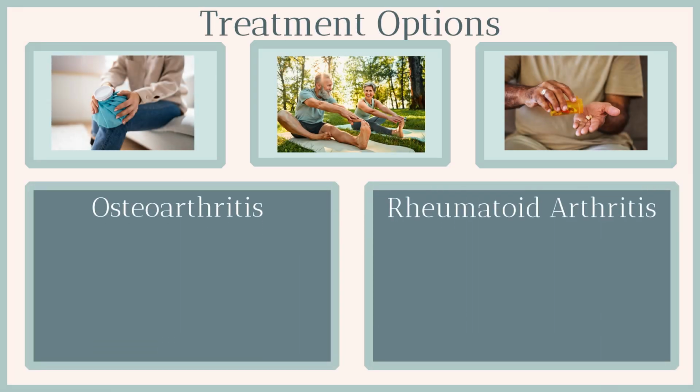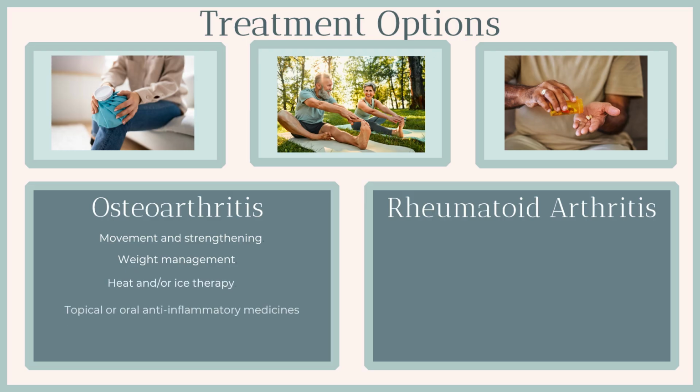Treatment looks different because the causes are different. For OA, the goals of therapy are to reduce pain and protect joints. We're mainly managing symptoms. That includes staying active, strengthening the muscles around the joint, weight management if needed, and using heat or ice to ease stiffness or swelling. Pain relief may include topical or oral anti-inflammatory medicines when it's safe. In more severe cases, injections or joint replacement may be considered.